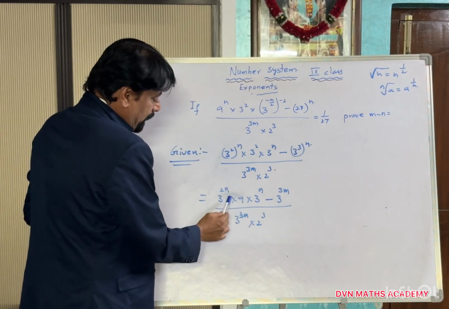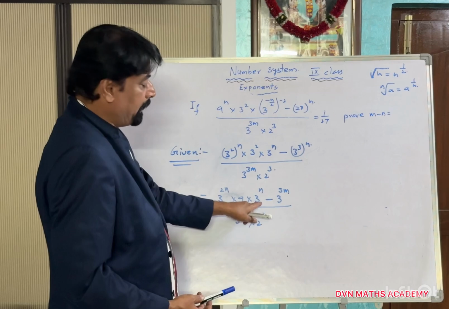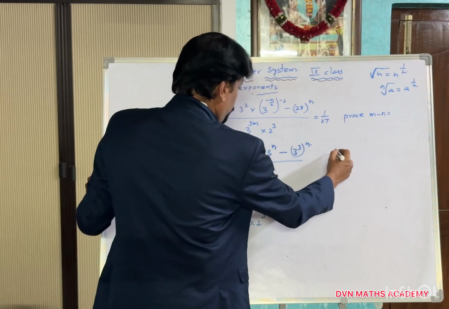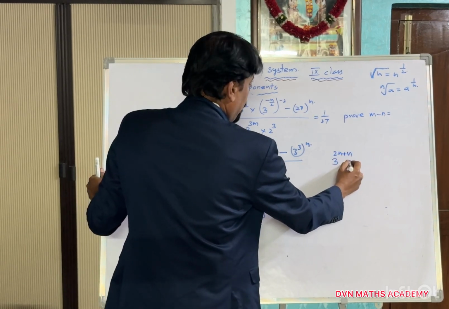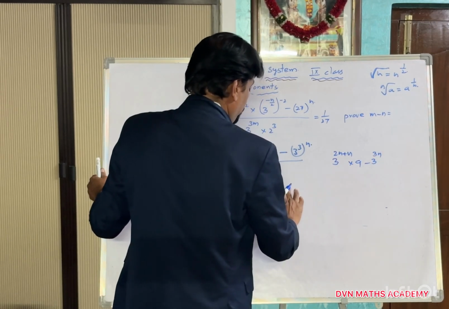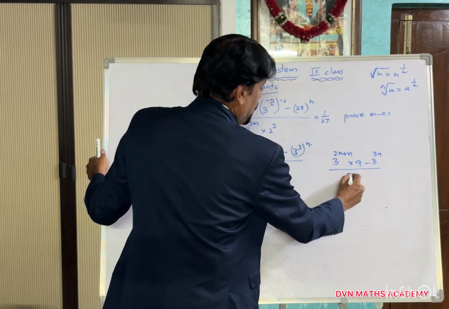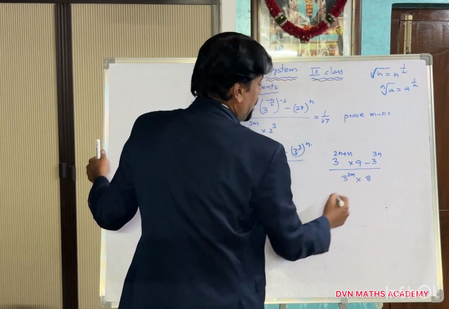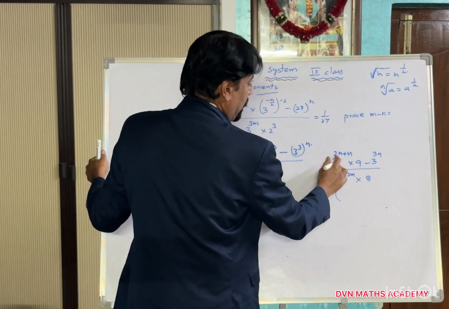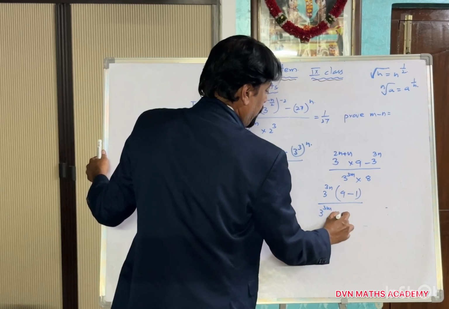Now, if you see, these two bases are equal, and we can add the powers. This is 3 to the power of 2n into 3 to the power of n. So bases are equal, we can add these powers. This becomes 3 to the power of 2n plus n into 9, minus 3 to the power of 3n, by 3 to the power of 3m into 2 to the power of 3, which is 8. So in these two terms, we can make 3 to the power of 3n common. Then 9 minus 1, by 3 to the power of 3m into 8.